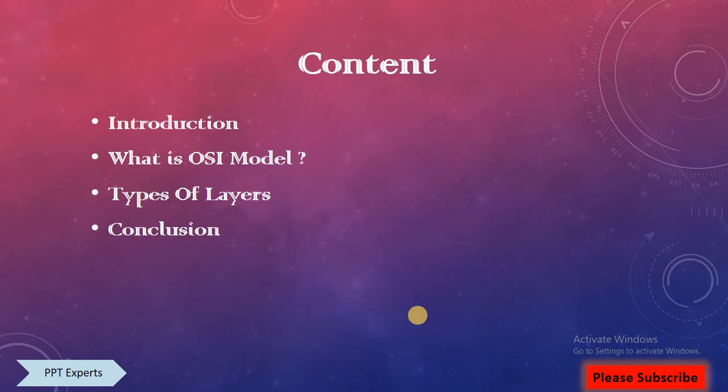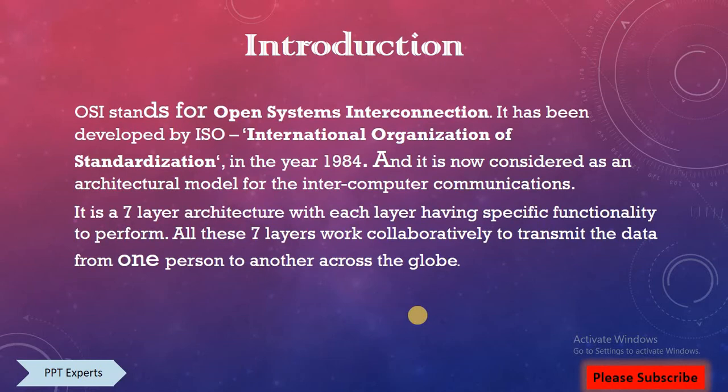So today we'll see about its introduction, OSI model, types of layers and conclusion. OSI stands for Open System Interconnection. It was developed by International Organization of Standardization in the year of 1984. It consists of 7 layers in which all the 7 layers work collaboratively to transmit the data from one computer system to another computer system.